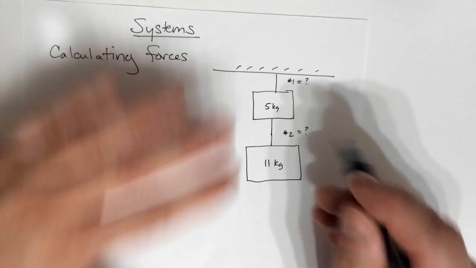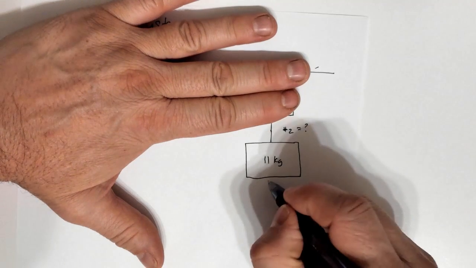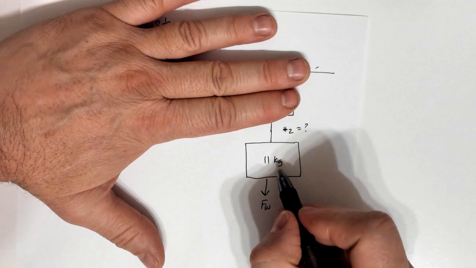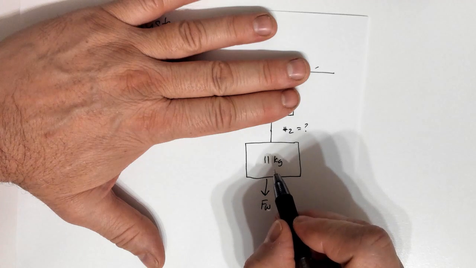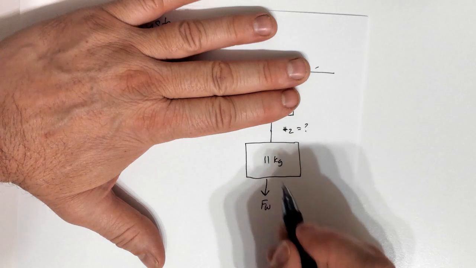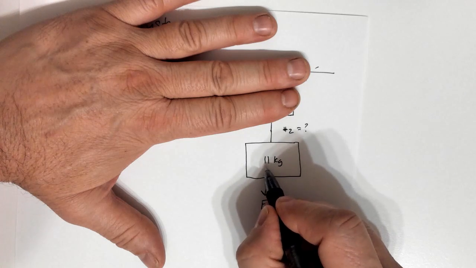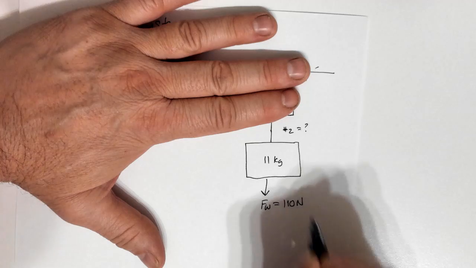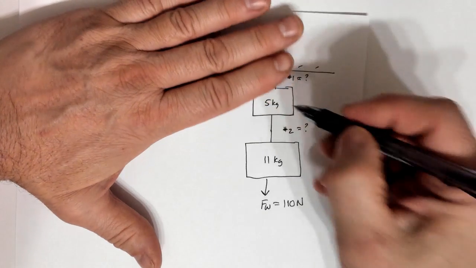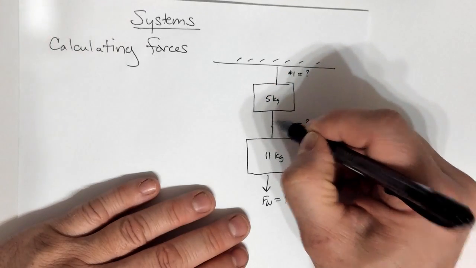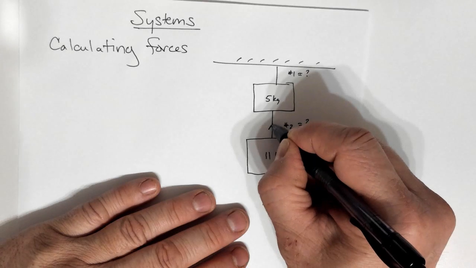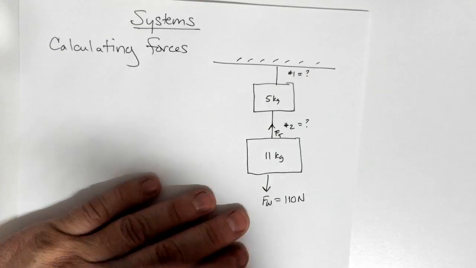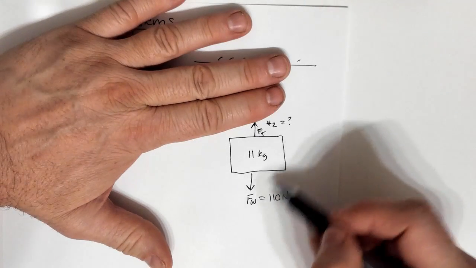In this bottom box, if I ignore the top, I notice I have a force of weight. Okay? And let's just use the value of gravity being 10 rather than 9.8 to make this faster. 10 times 11 is 110 newtons. Okay? And then there's a force up known as tension. So force of tension. Okay?